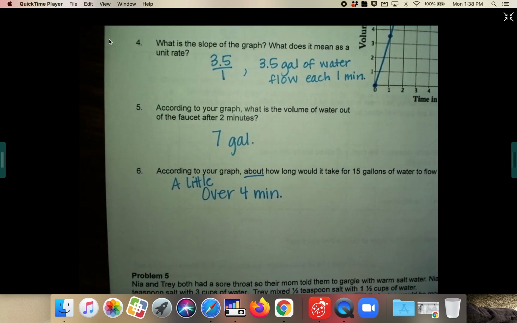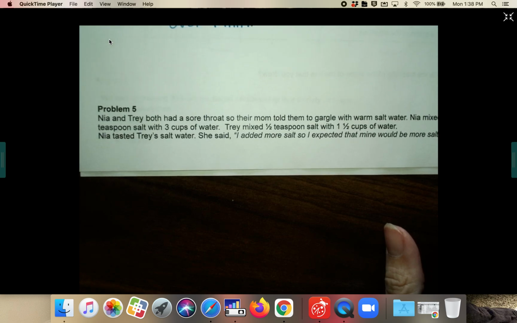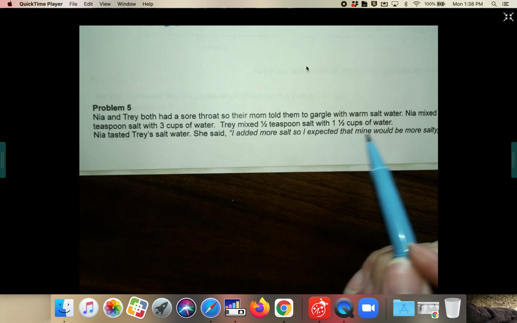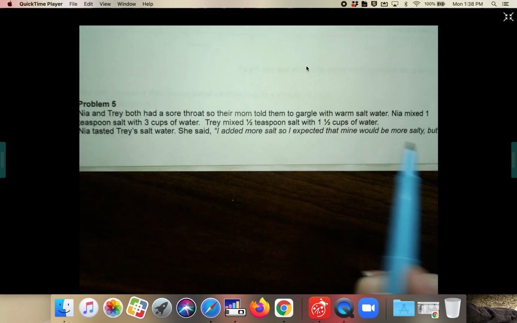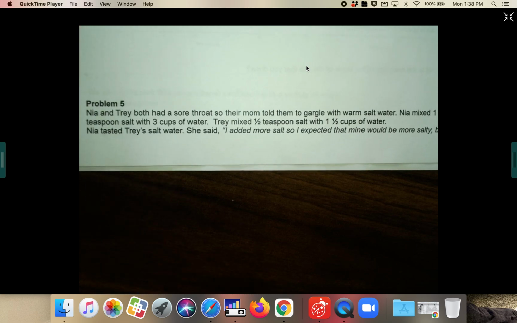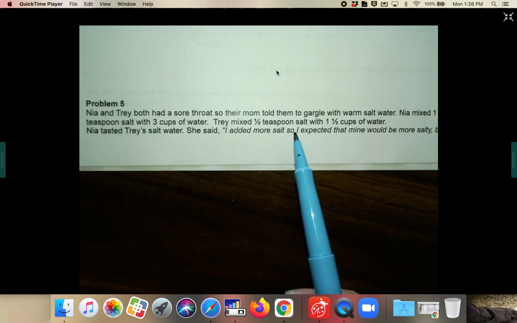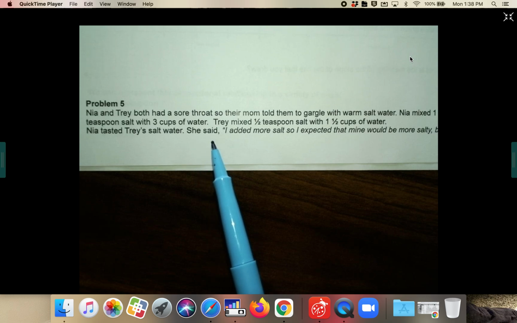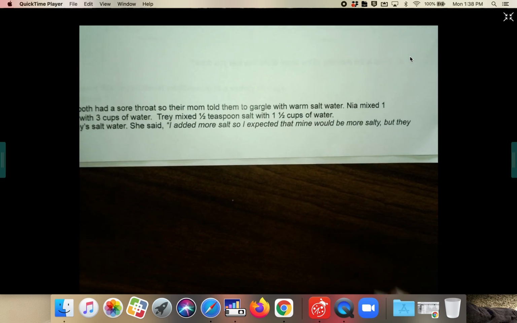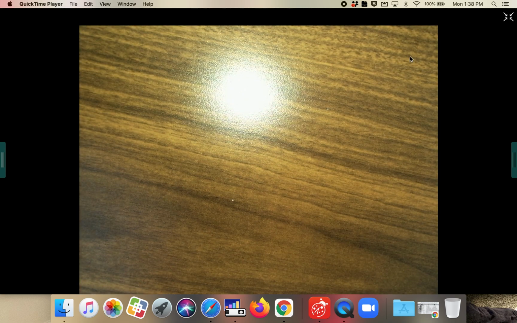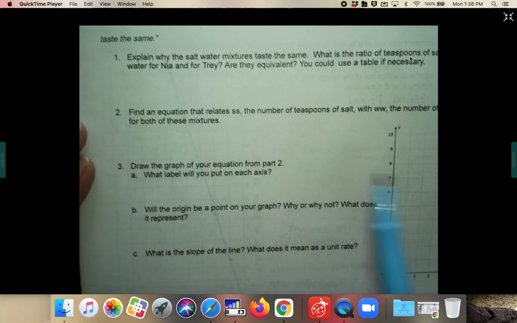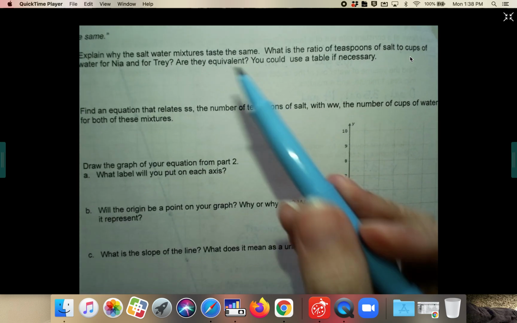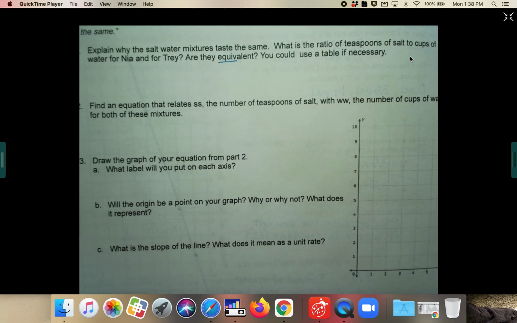Okay. Let's look down here at the bottom with problem 5. It says, Nia and Trey both had a sore throat, so their mom told them to gargle with warm salt water. I don't know if your parents have ever told you that. Nia mixed 1 teaspoon of salt with 3 cups of water. Trey mixed half a teaspoon of salt with 1.5 cups of water. Nia tasted Trey's salt water, and she said, I added more salt, so I expected that mine would be more salty. But, looking on the back, they taste the same. Explain why the salt mixtures would taste the same. What is the ratio for each one, and are they equivalent? You could use a table if necessary.